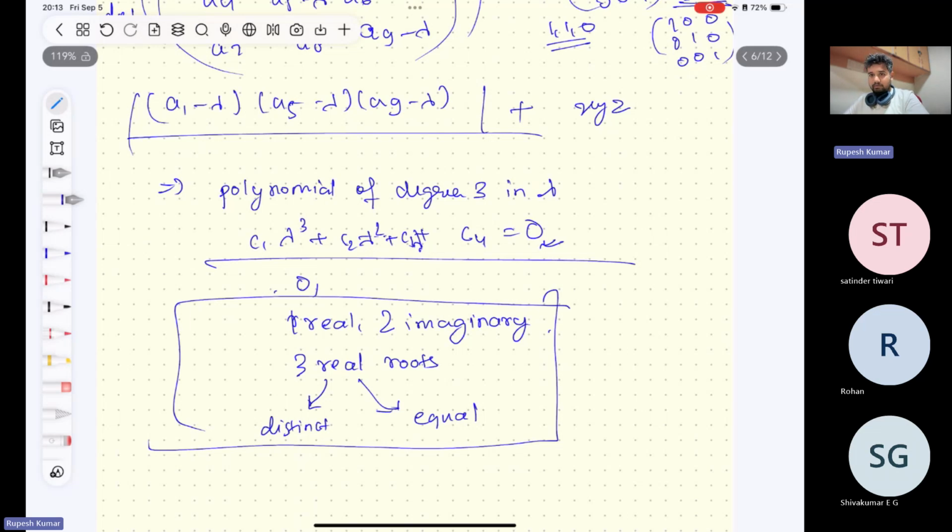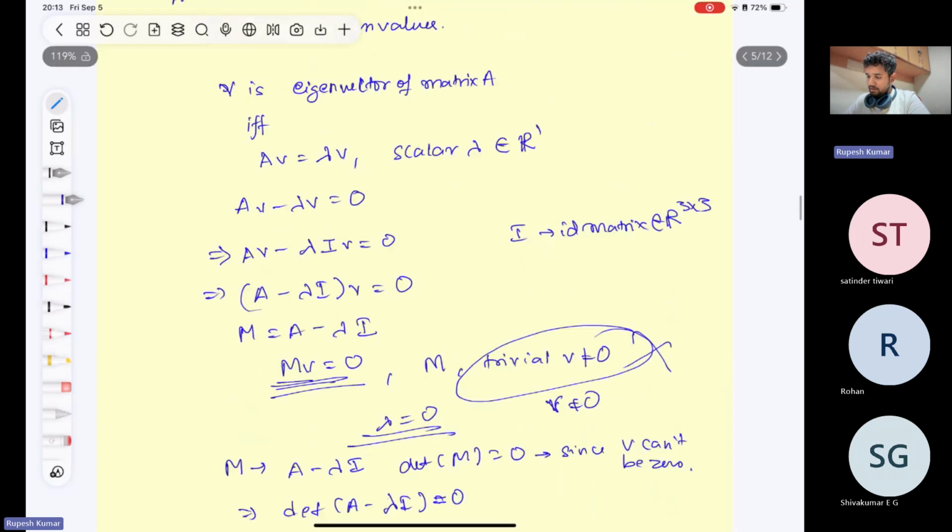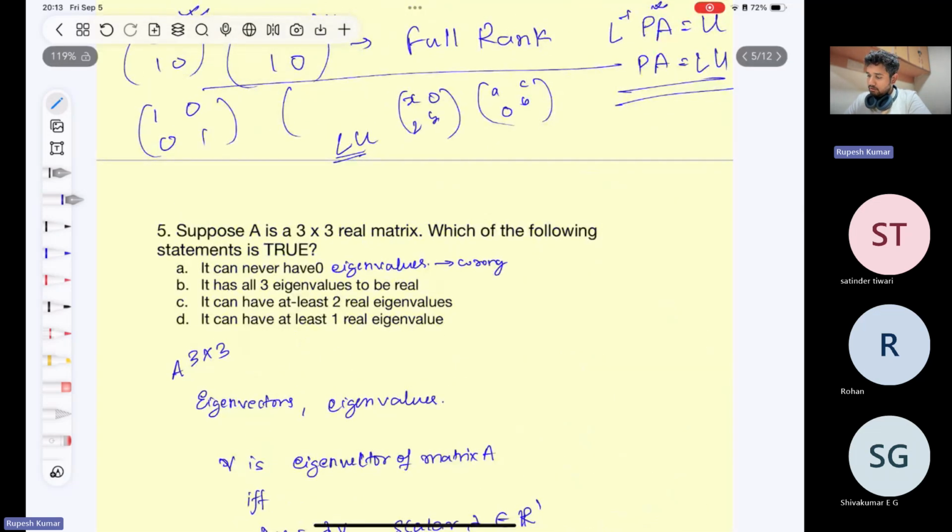So I think this is clear to everyone. From there we can answer this problem. It can never have zero eigenvalues. Wrong. It has all three eigenvalues to be real. That's not true even for a real matrix, right? This is also wrong. Even if the matrix contains all real entries, it's not guaranteed that all the eigenvalues will be real.